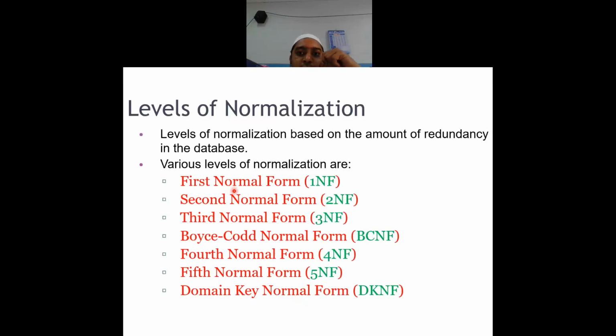Some of the authors have just listed them as first, second, third, but some have given their own naming to it. For example, Boyce-Codd was the author who has given his name to this normal form. Others have not used their author name; they have gone for the concept behind the normalization for that particular criteria. Like that, many authors have defined their own labelings for these normal forms. These are standard ones which we need to remember.